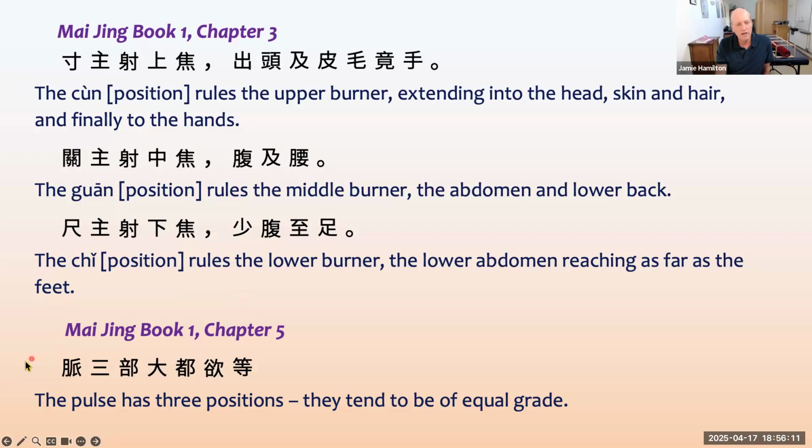Finally, a bit later, it says the pulse has 3 positions. They tend to be of equal grade. This is really interesting: when the pulse is balanced, it should be of an even nature throughout. When you put your fingers on the pulse, you shouldn't have to go looking out for excess or a particularly strong nature in one position or other. The fingers should feel like you're feeling a smooth tube, sort of even throughout.